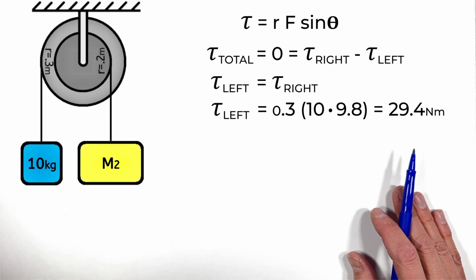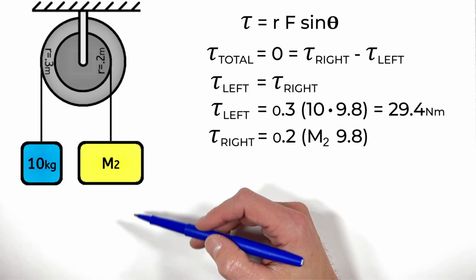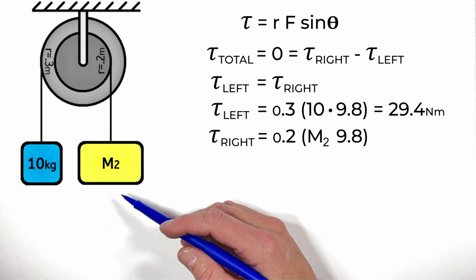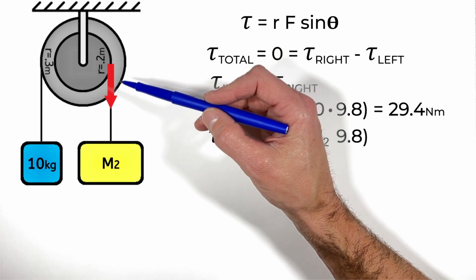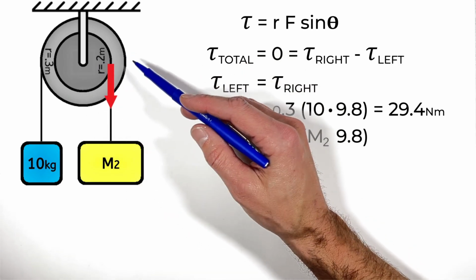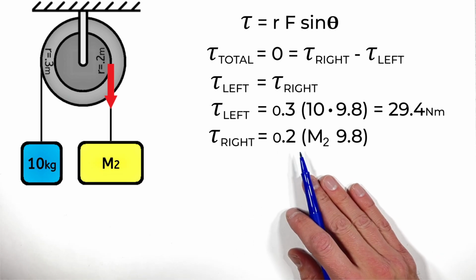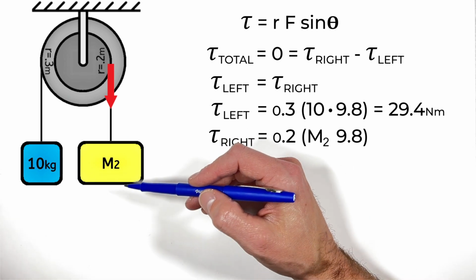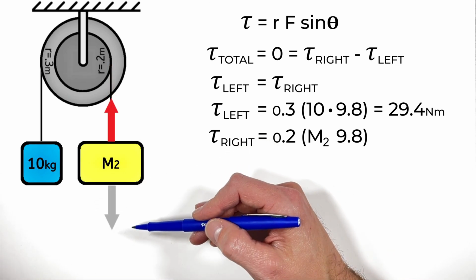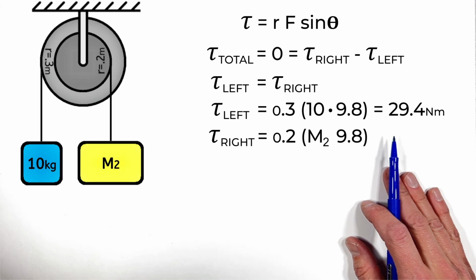Newton meters being the units of torque. Now on the right side, we have a bit of an unknown here, this M2. That's what we're trying to solve for. Now we do know that this string is going to be pulling on the pulley at a radius of 0.2 meters. So plugging that in, we're going to have the torque on the right is 0.2 multiplied by the tension in this string, which is equal to the weight in this block. So we're going to have the mass, m2, times 9.8.